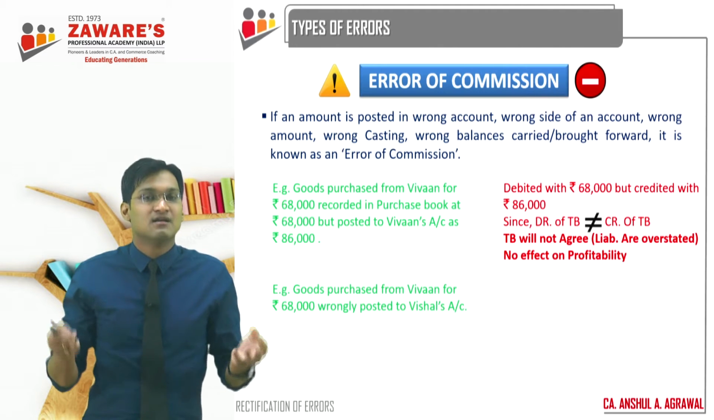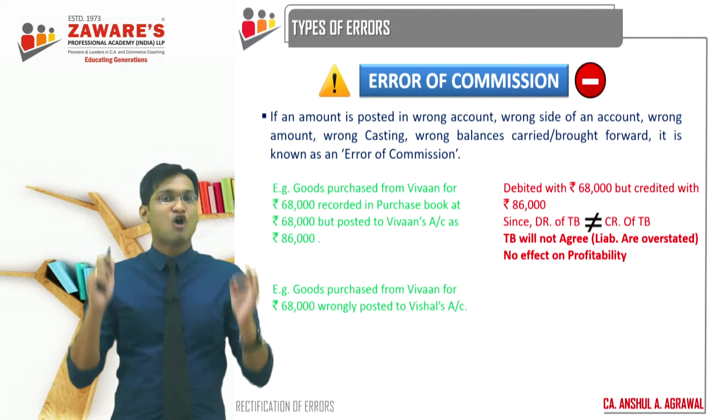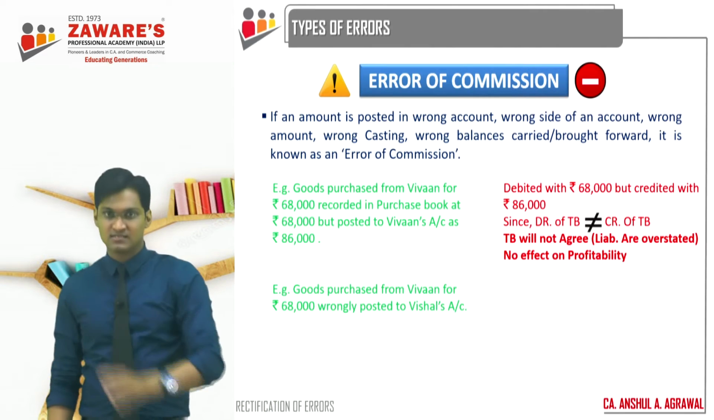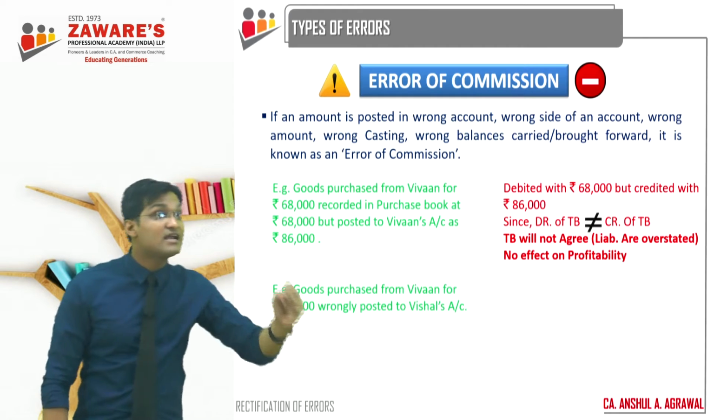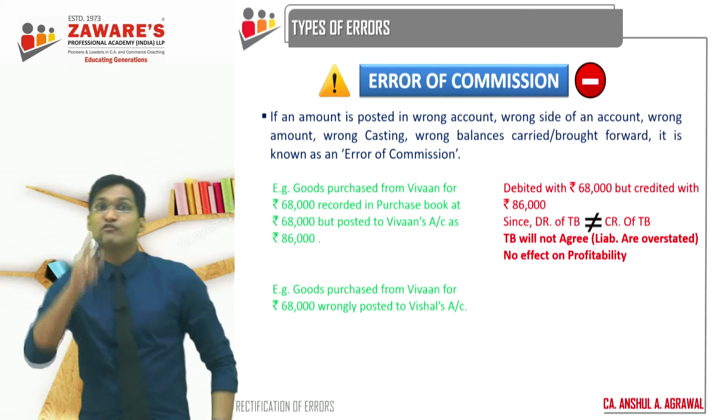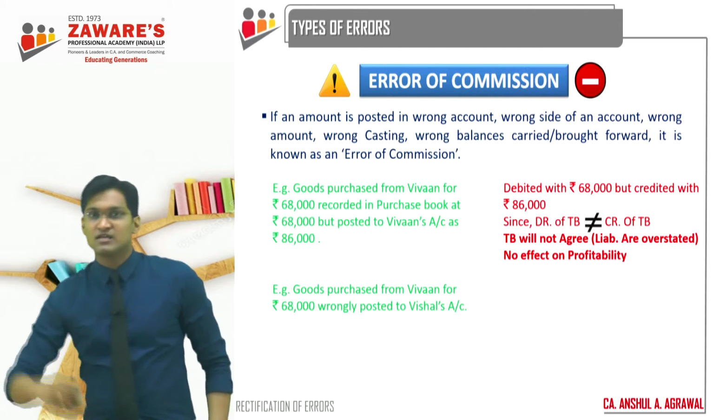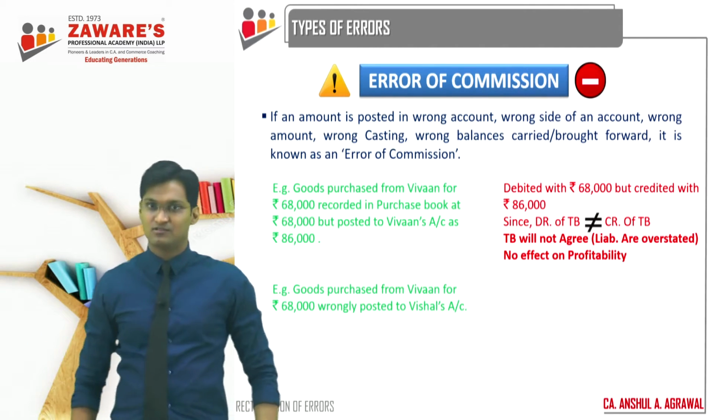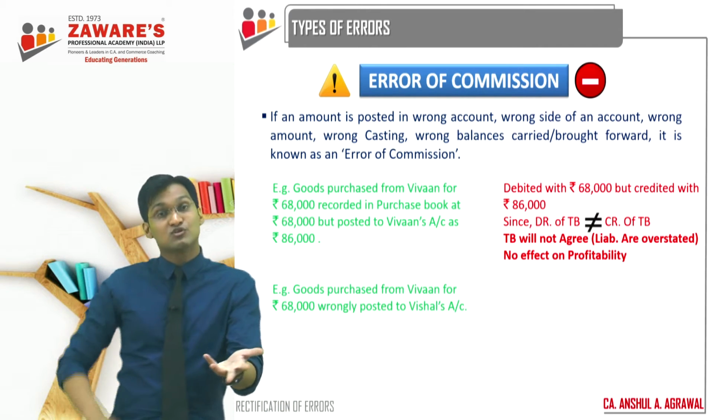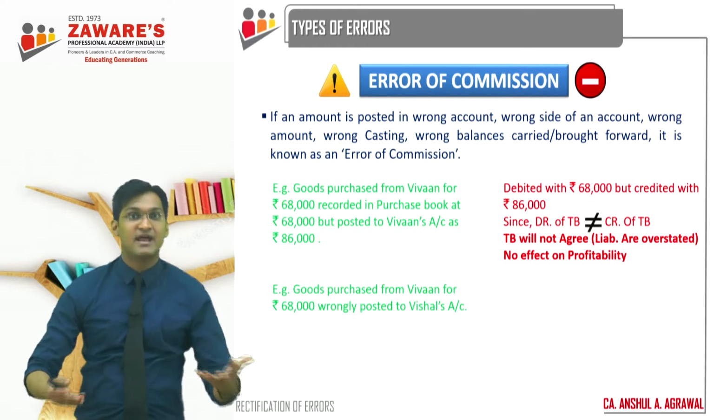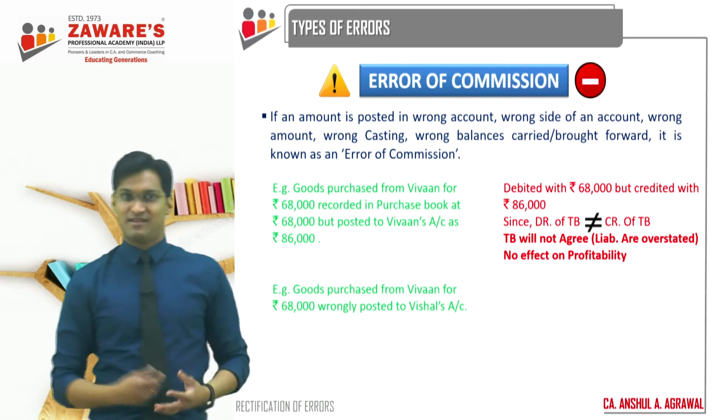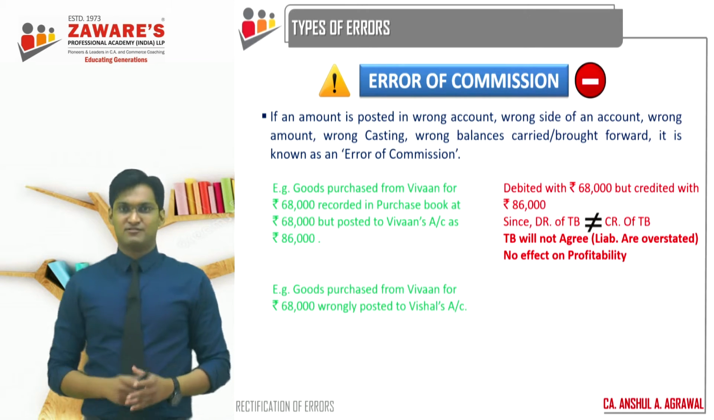My dear friends, number one, let us check the effect on trial balance. Have you debited? Yes, purchase account debited. Have you credited? Yes, Vishal's account credited. Have you debited with 68,000? Yes, correctly debited with 68,000. Have you credited with the equal amount? Yes, I've also credited with 68,000. So when debit is 68 and credit is 68, there's no chance of getting a difference in the trial balance. Your trial balance has to agree. Correct? No effect on trial balance.